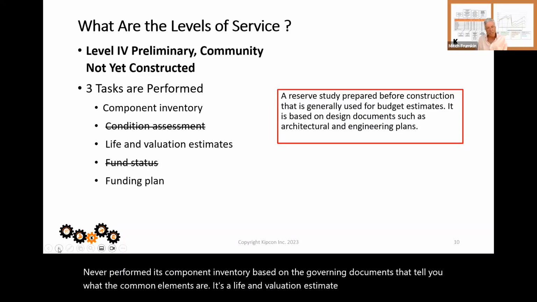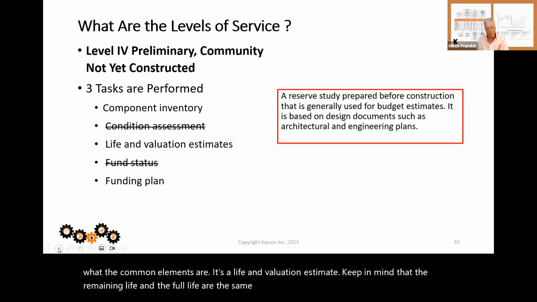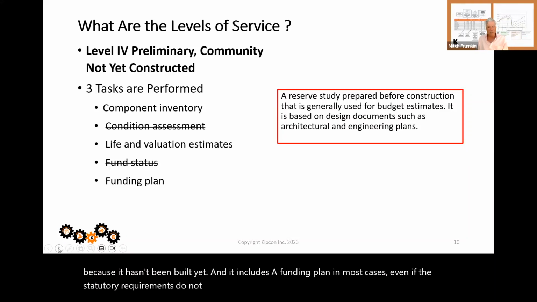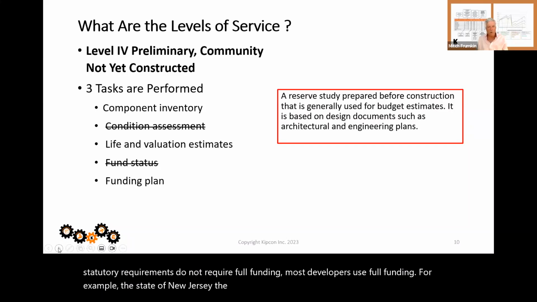Keep in mind that the remaining life and the full life are the same. So if it has a 20-year life, it has a 20-year life because it hasn't been built yet, and it includes a funding plan. In most cases, even if the statutory requirements do not require full funding, most developers use full funding. For example, the state of New Jersey, the governing documents require this type of budget.